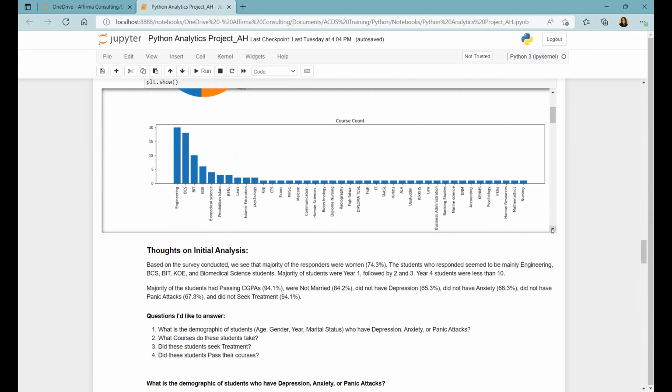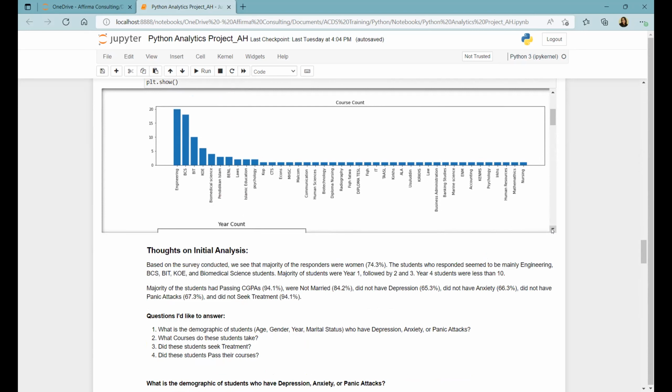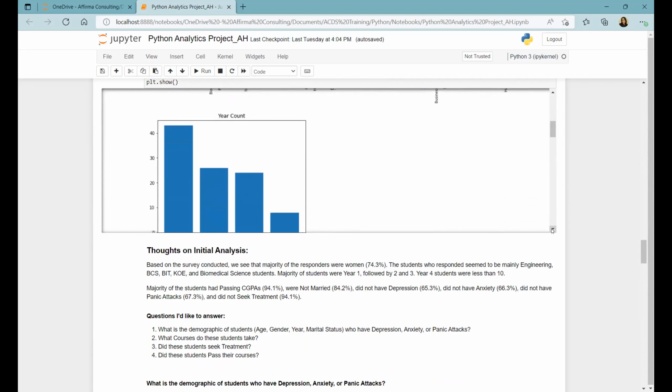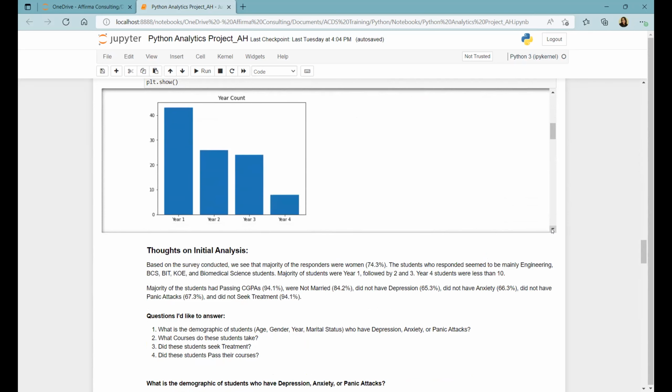Here we see the courses that these students take. Again, a lot of them take the first four: engineering, BCS, BIT, KOE. Some of these I don't even really know; I Googled them last week, can't remember off the top of my head. But a lot of them do engineering. Again, that's also a higher count, so it might be skewed because of that. A lot of them are in year 1, which to me made sense because ages 18 and 19 are going to be freshmen.